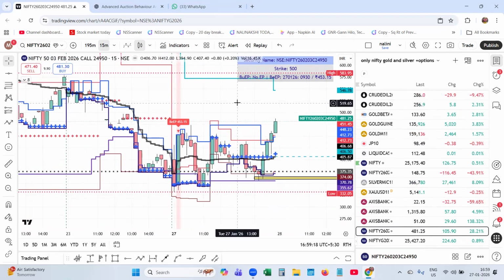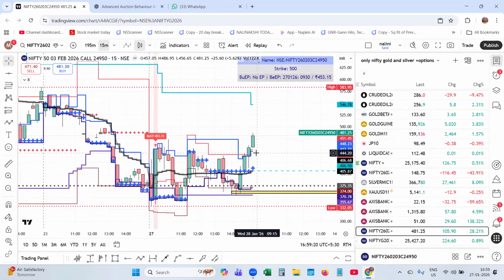So, friends, probably the big player has taken control by making the people run here and there, inducing both buyers and sellers. Both buyers and sellers have been induced. Finally around 2 p.m., initiative buying and a big player control has been seen on this price action.